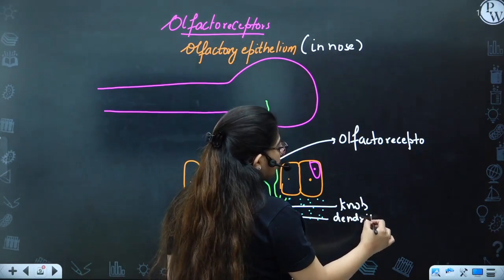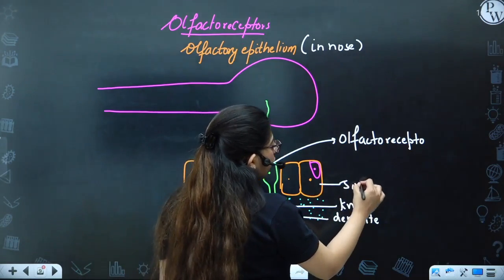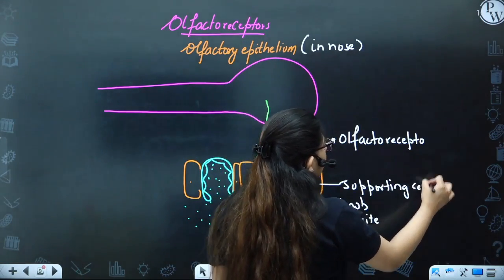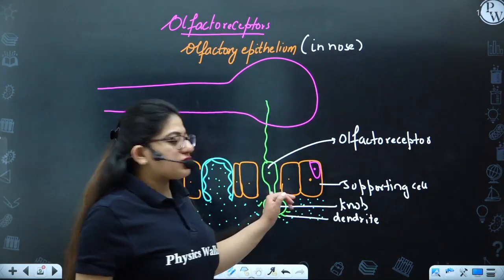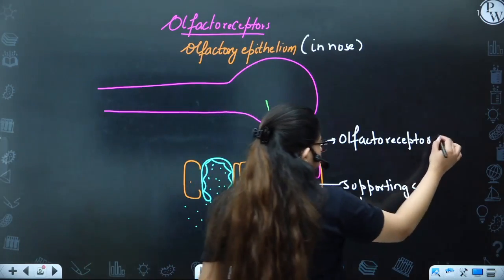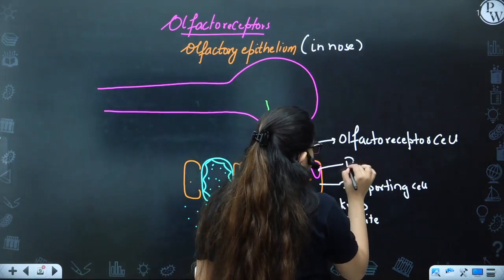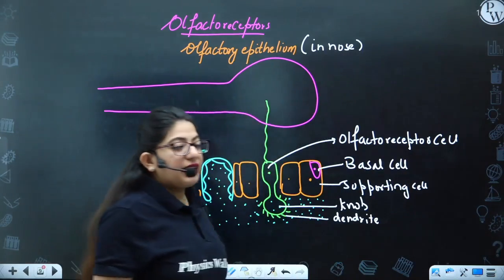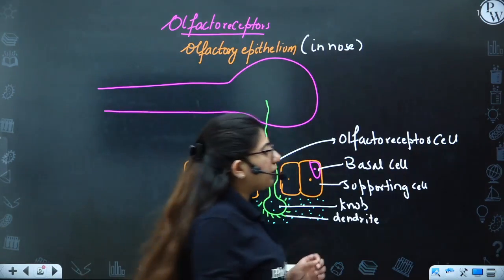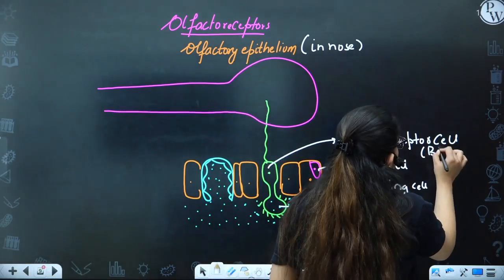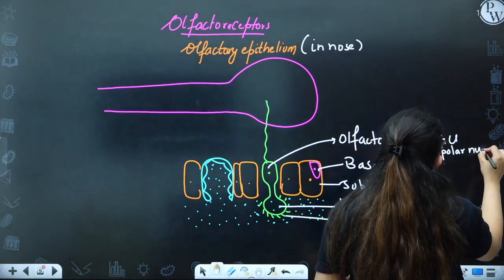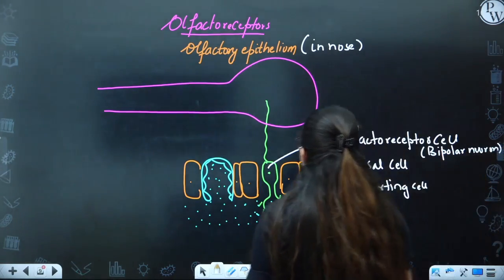Otherwise, it also has another cell like the supporting cell. The function of the supporting cell is to support the main cell, which is the olfactoreceptor cell. And then we have the basal cell. These olfactoreceptor cells are like bipolar neurons. We have done bipolar neurons, yes. So they are like your bipolar neurons.